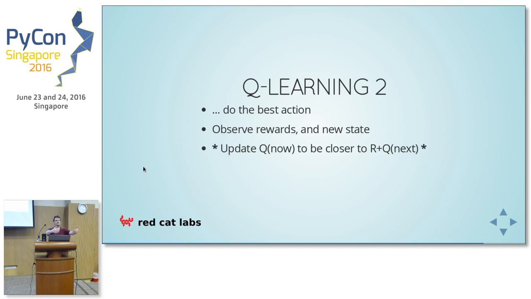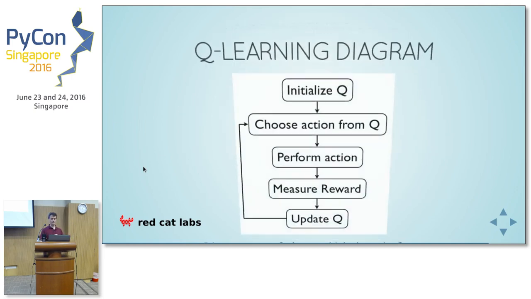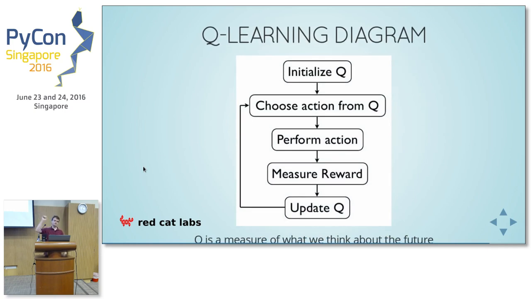The next step supervises the previous step. So you take a Q, choose an action, do it, measure reward, update it, keep going.